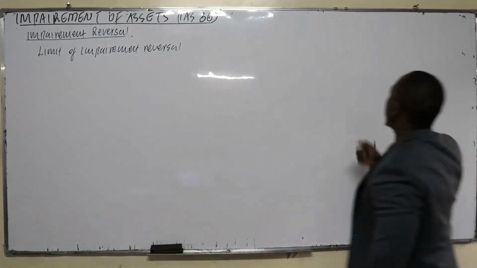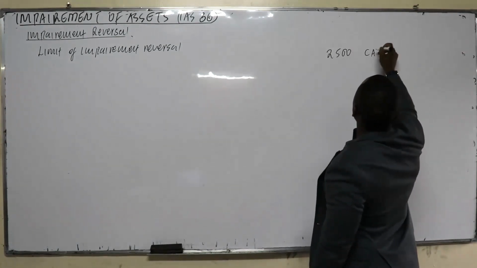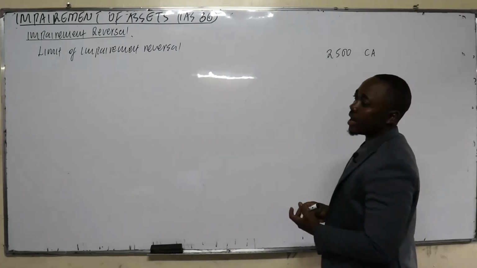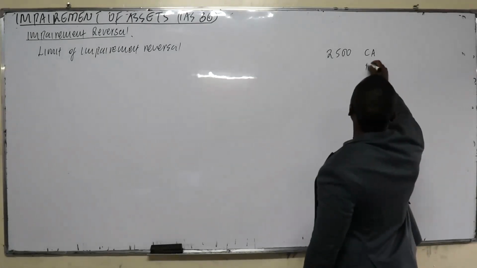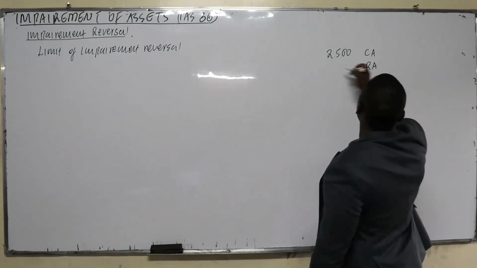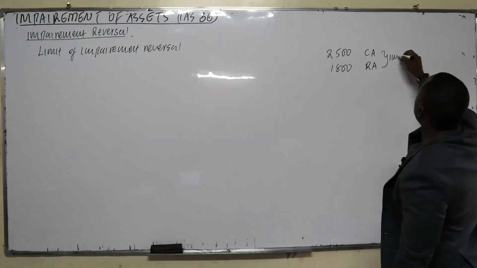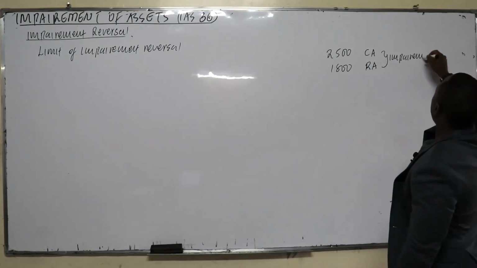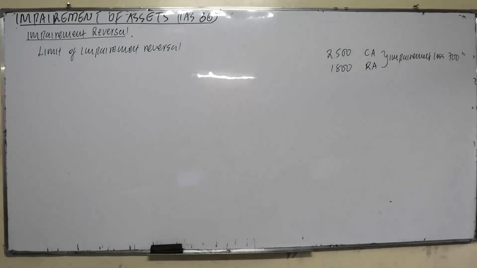Now, if you have an asset whose carrying amount is 2,500, that was the carrying amount. I'm using the illustration I've given you to explain the impairment loss. The recoverable amount, the maximum you can recover, is 1,800. That means you recognize an impairment loss of how much? Impairment loss of 700.